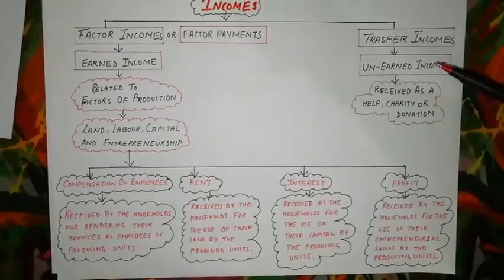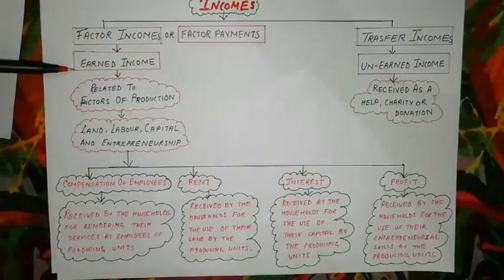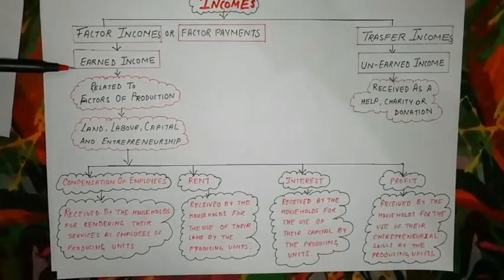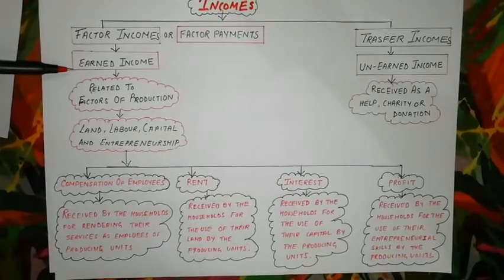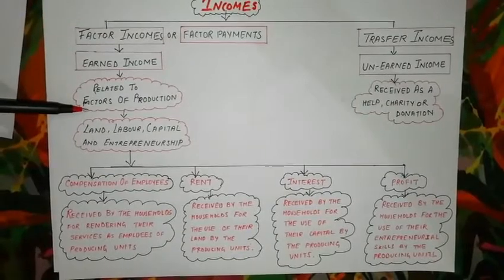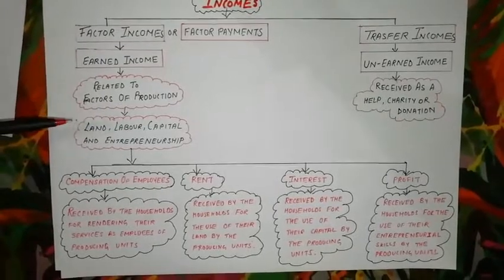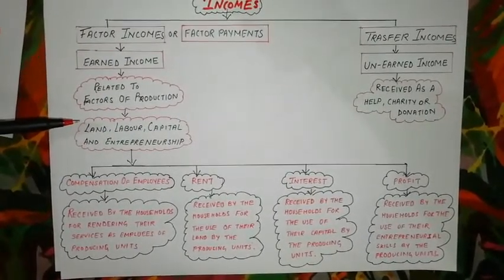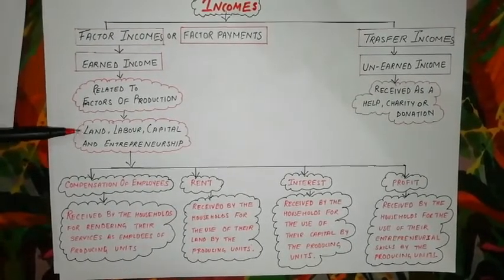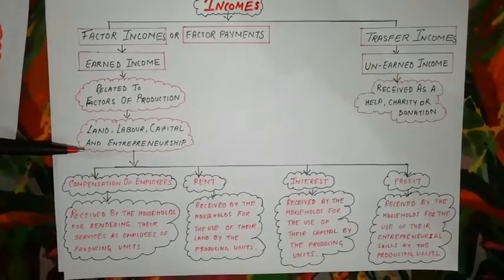Now what is factor income and what is transfer income? Factor income is an income which is earned income. Earned means when you are earning it, when you provide any kind of service and in return you earn the reward of it in monetary terms, that is called factor income. Now this earned income will be related to the factors of production. You already know this topic of factors of production, that is land, labor, capital and entrepreneurship.